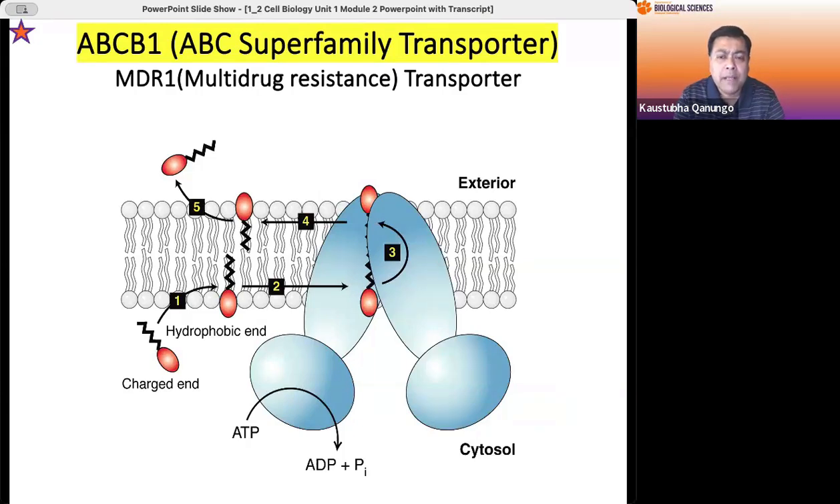One of them, which is worth mentioning, is known as the multi-drug resistant transporter, or MDR1. Now, what is the function of these MDRs? We have hundreds and thousands of molecules in the environment which are potential toxins. These toxins, environmental pollutants, can get into the cell. And these ABC superfamily transporters, the MDR1, can bind to a wide array of molecules to transport them. So this is the uniqueness.